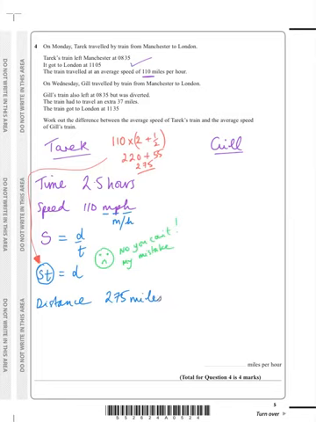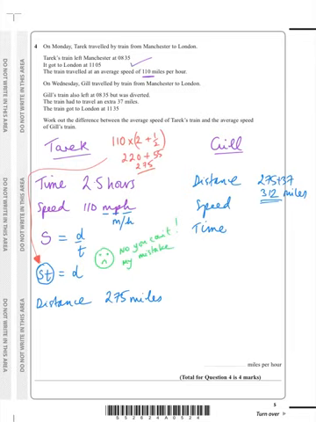Now what we can do is have a look at Jill's information. I'll just write some of this straight down. So, what can we see first? Well, Jill travelled from Manchester to London again. Jill's train also left at 8:35 but was diverted. The train had to travel an extra 37 miles. So, if we do 275 and 37, that will give us 312 miles. So that's important to know.